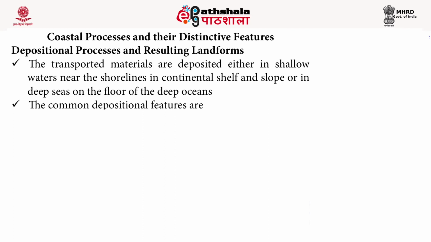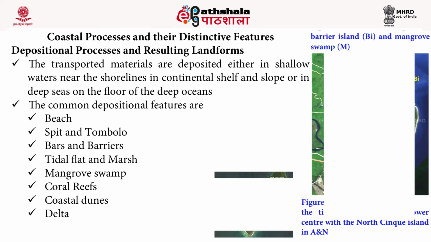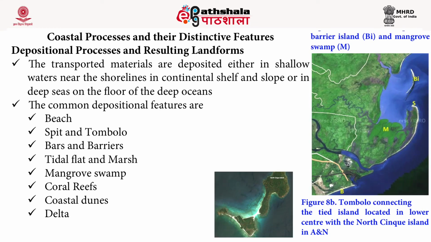Some of the common depositional features are beach, spit and tombolo, bars and barriers, tidal flat and marsh, mangrove swamp, coral reefs, coastal dunes and delta. In these figures, you see beach, spit, barrier island and mangrove swamp, and in the second figure you see tombolo, that is connecting the tide island located in lower center with another island in the north.